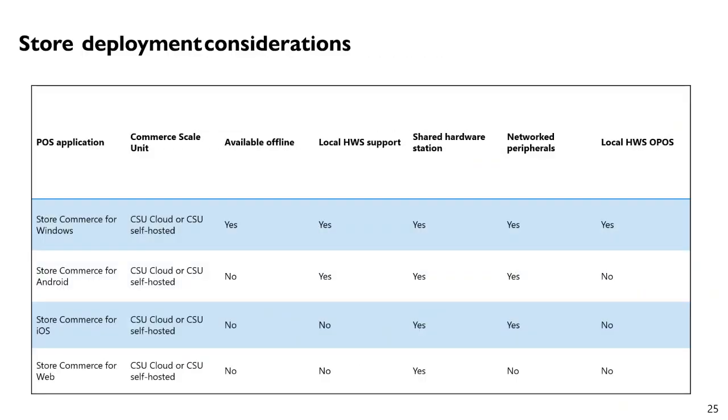So Commerce provides a wide range of deployment and topology options. We are revisiting the deployment considerations again for Store Commerce app. Therefore, customers can choose the components and configuration that best meet their business and technology requirements. So one aspect of the implementation that requires careful consideration is the choice of a platform and a form factor for Store Commerce. So Commerce supports the following Store Commerce options: Store Commerce for Windows, for iOS and Android, Cloud POS, or the Store Commerce for web.